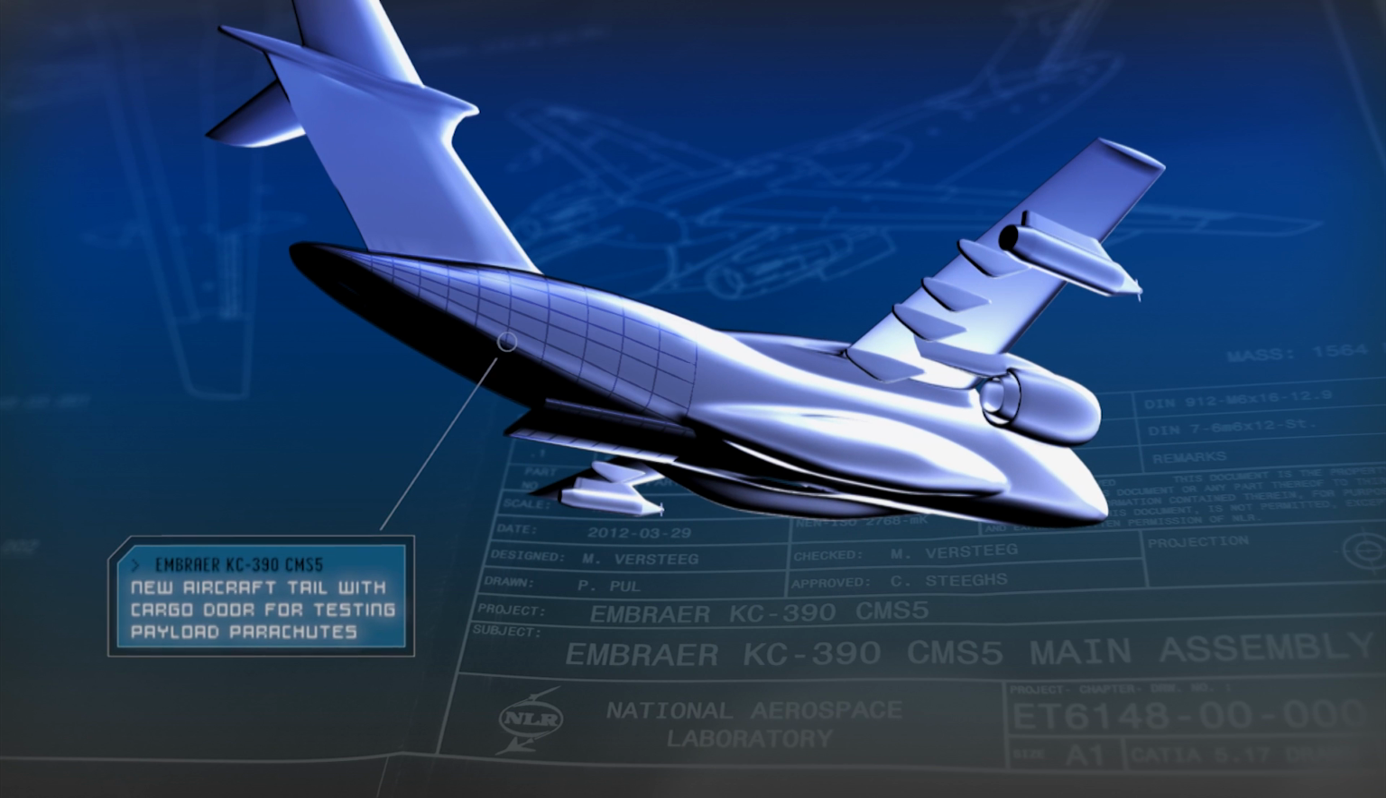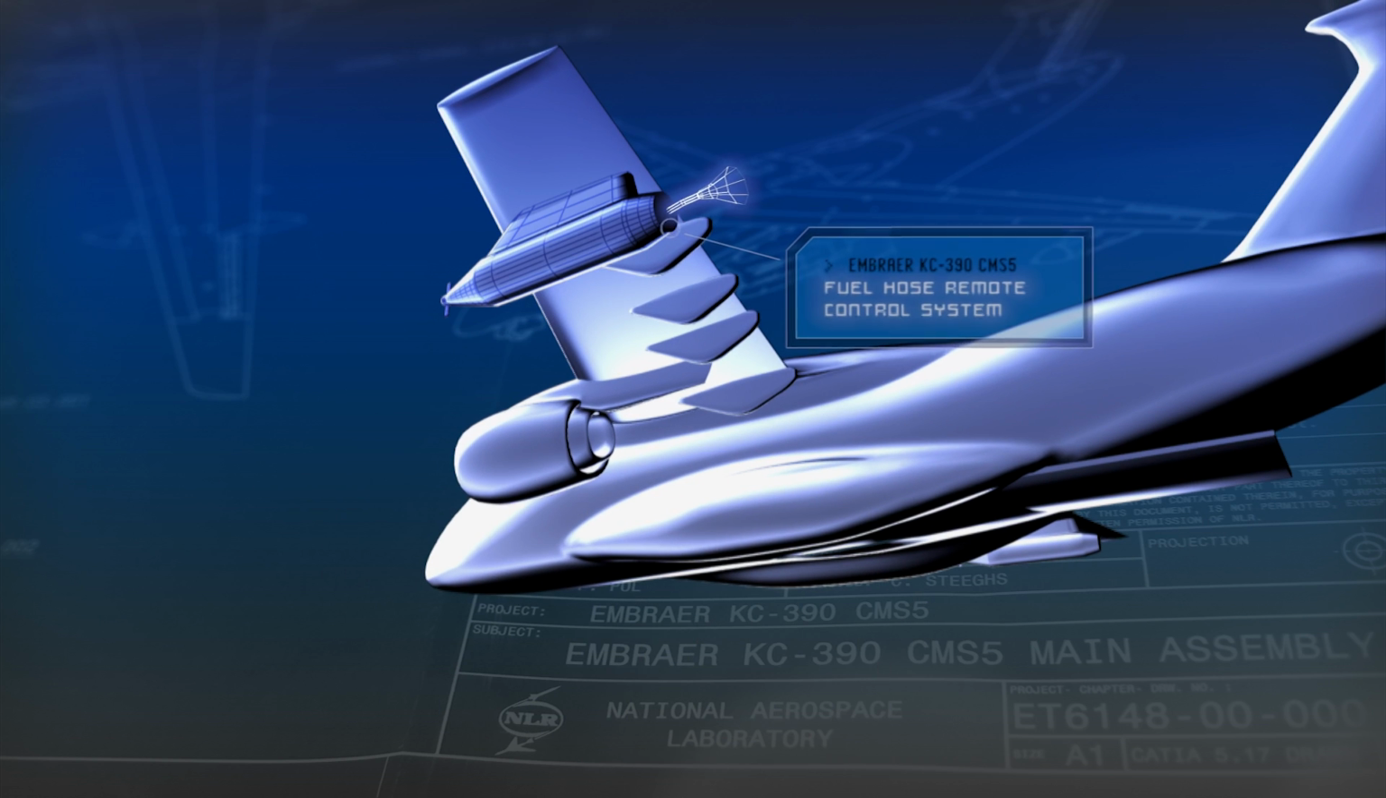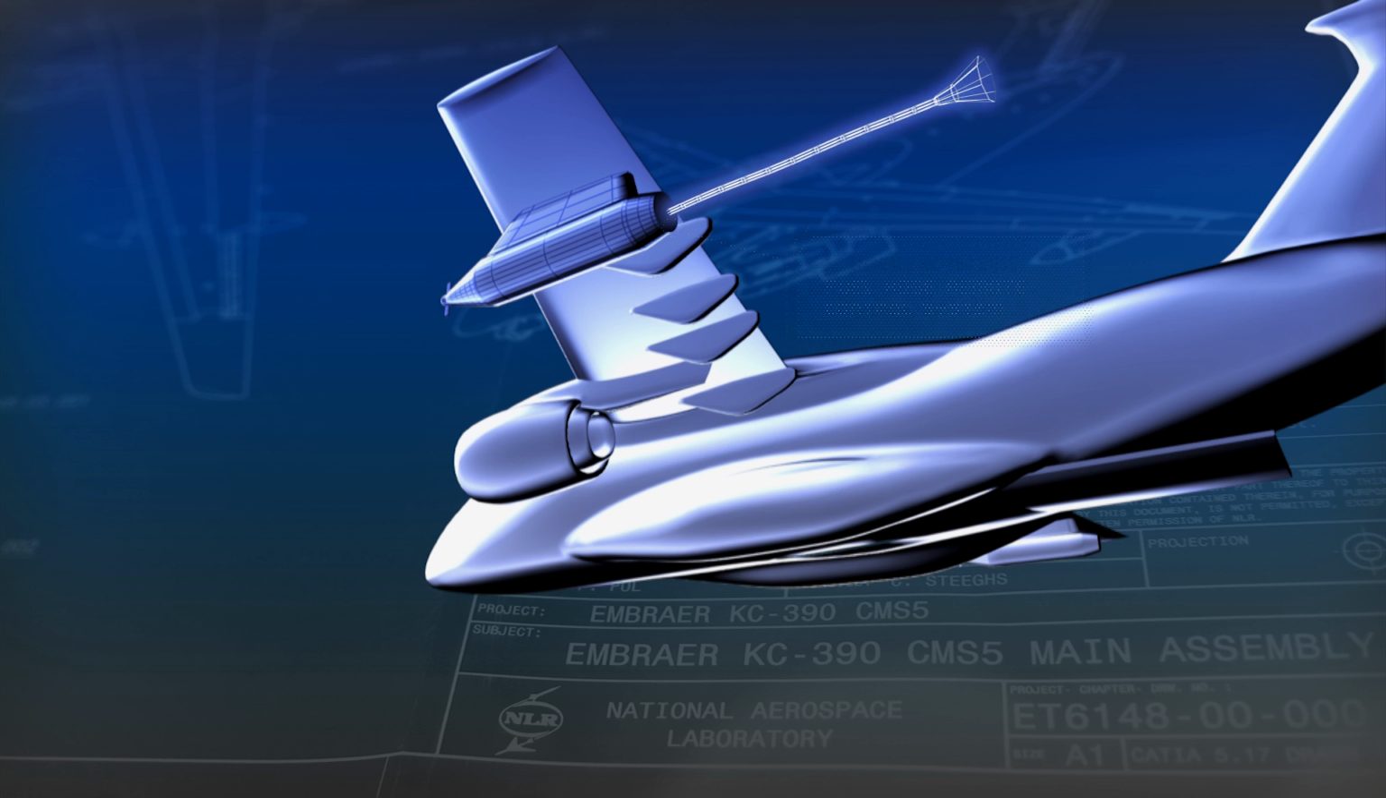Compared to the earlier KC-390 model, this model has a completely redesigned and rebuilt fuselage. A remotely controlled air-to-air refueling hose is used to simulate air refueling during flight.